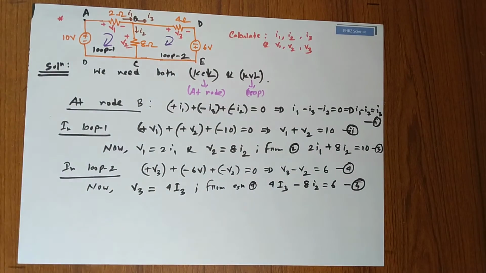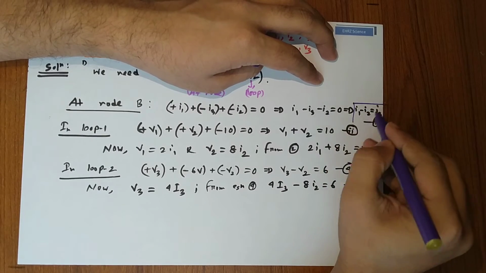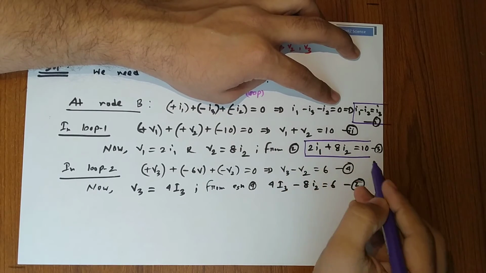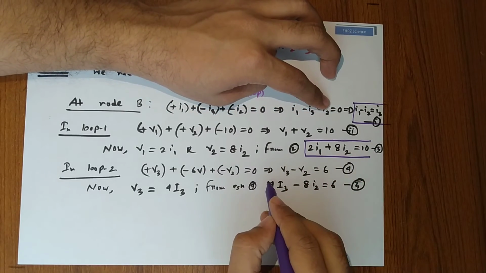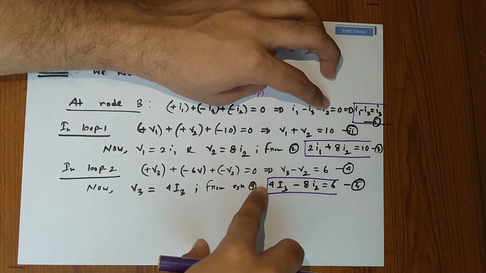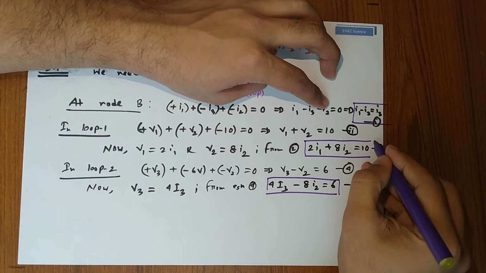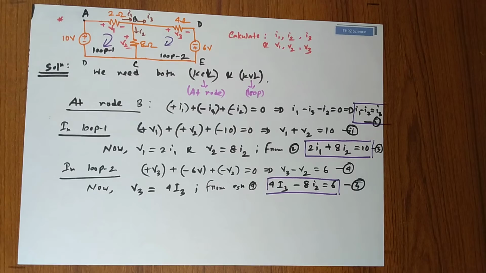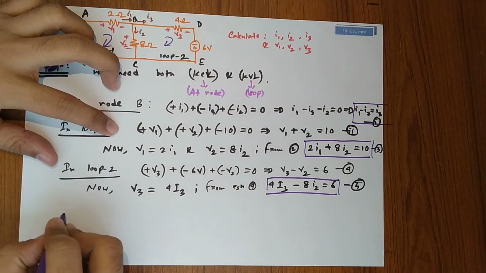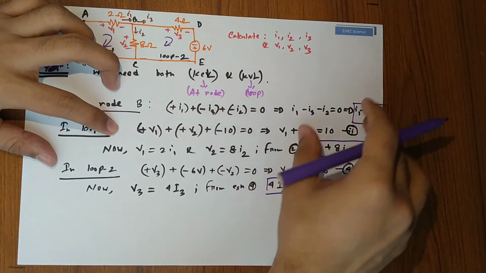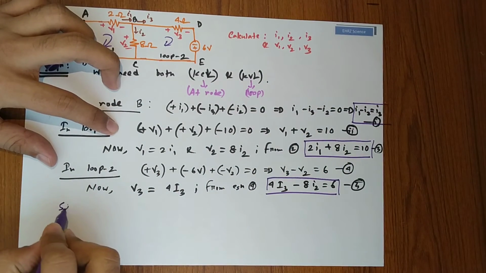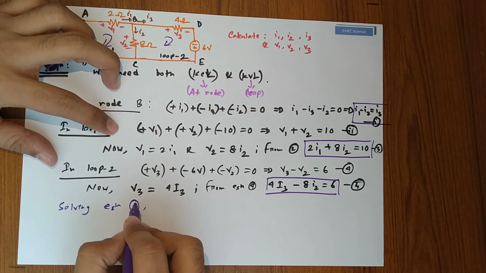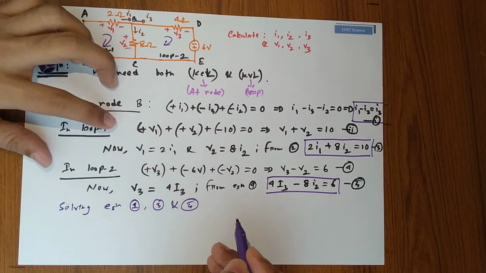So now we have three equations. The first equation is I1 minus I2 is equal to I3. The second equation is 2I1 plus 8I2 is equal to 10. And the third equation is 4I3 minus 8I2 is equal to 6. We have three unknowns, I1, I2 and I3, and three equations. So we are rearranging the equations here, solving equations 1, 3 and 5.